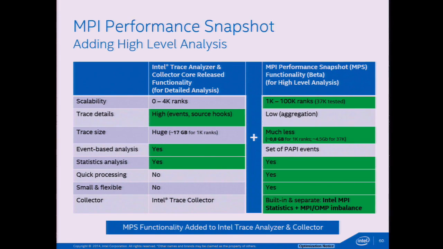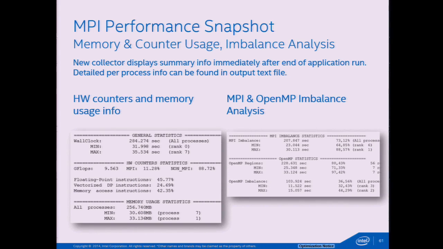It uses PAPI events, so if you have the Performance API available on the machine, or if you have VTune, the latest version, you can actually use the VTune performance counters as well in order to get information from the CPU, the OS, and so forth. So here's some of the information it provides you.